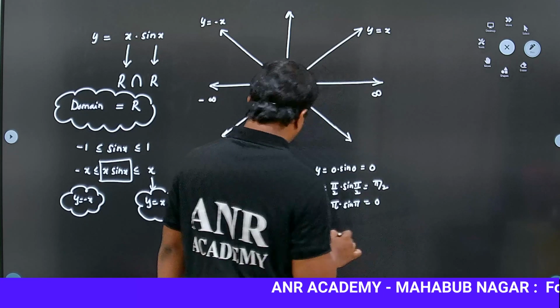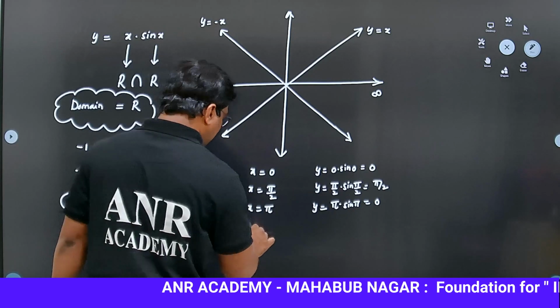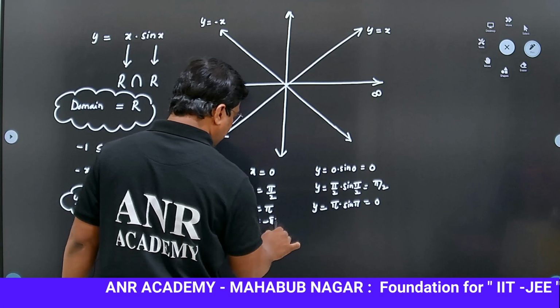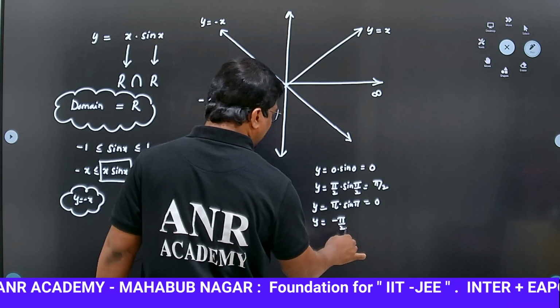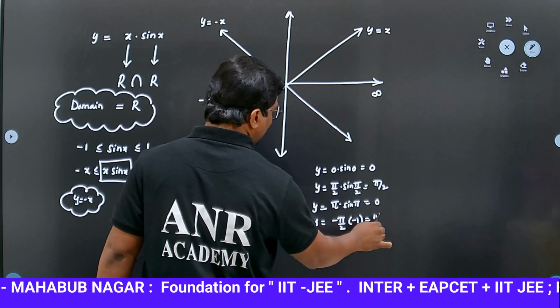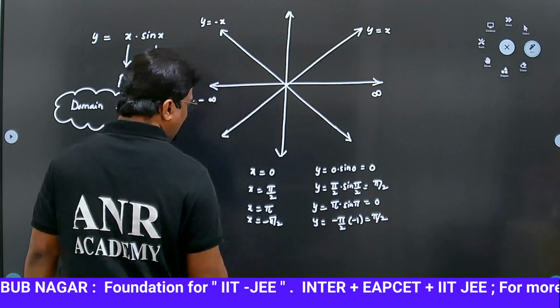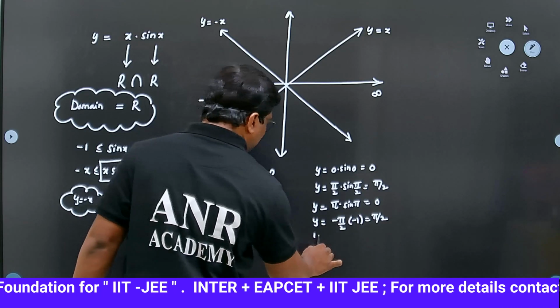Next, if you write the value of x as minus pi by 2, therefore y becomes minus pi by 2 into sin of minus pi by 2, that is minus 1, which becomes pi by 2. Next, if you put x value minus pi, what happens?